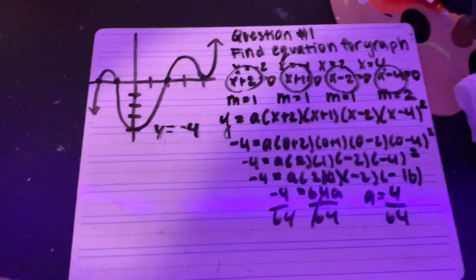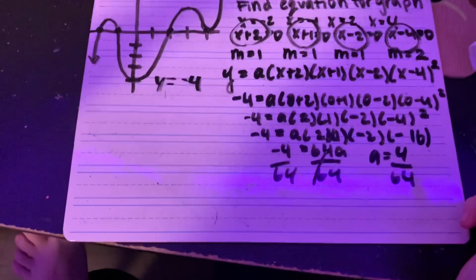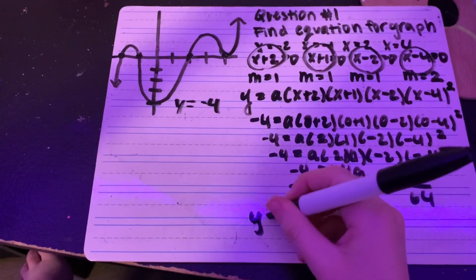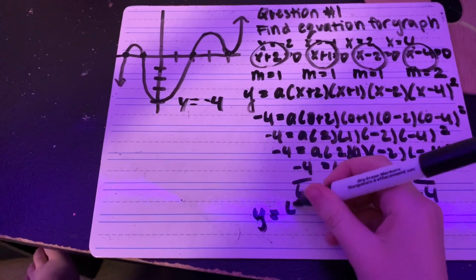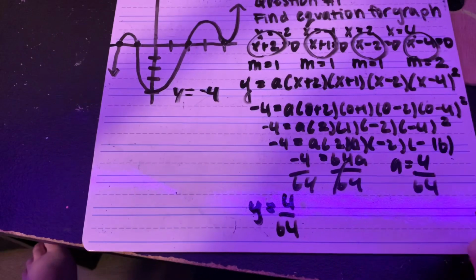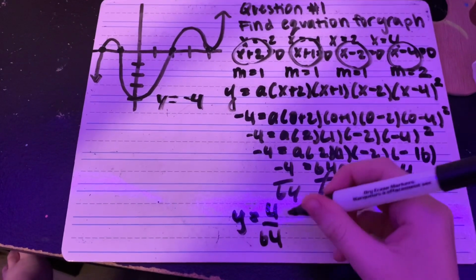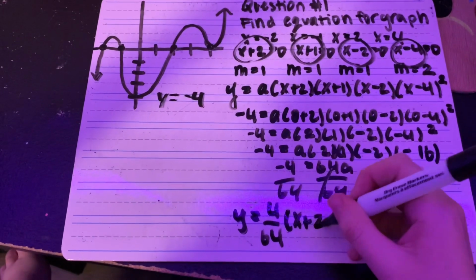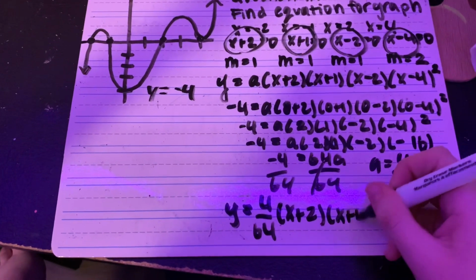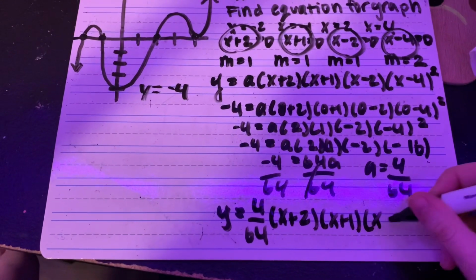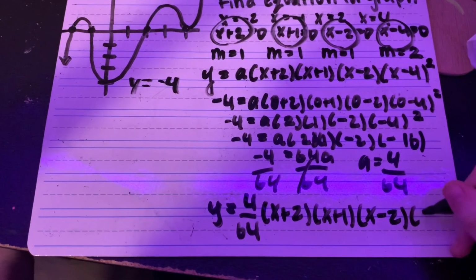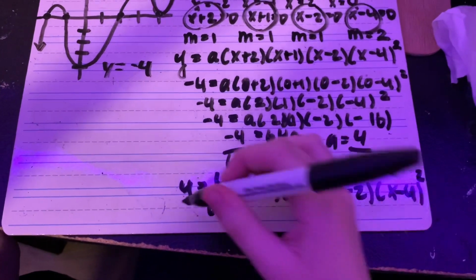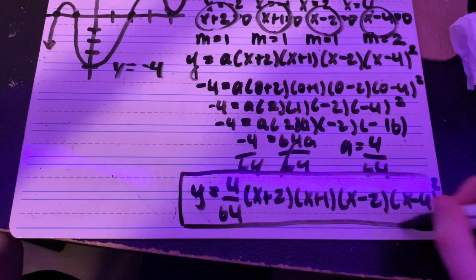So now that we have the value of a, we can put it into an equation. So now we have y equals 4 over 64. And then we're going to put in the original factors. So then x plus 2, x plus 1, x minus 2, and then x minus 4 squared. And that's going to be our final equation.